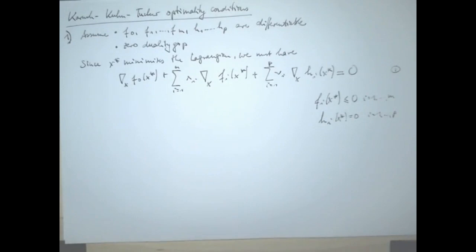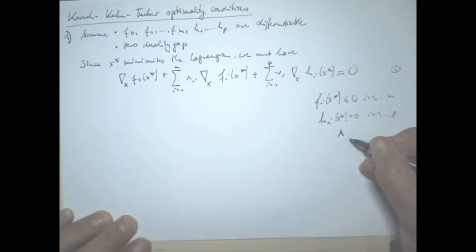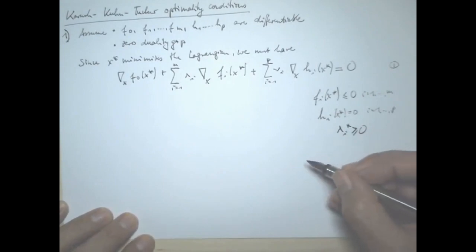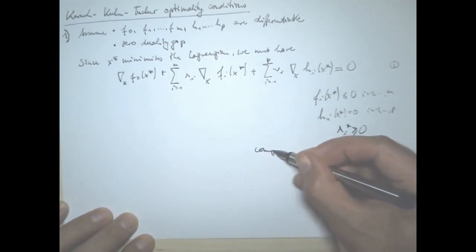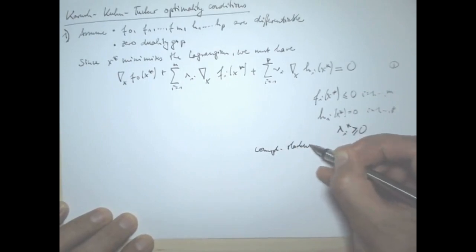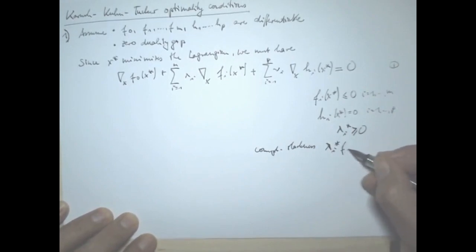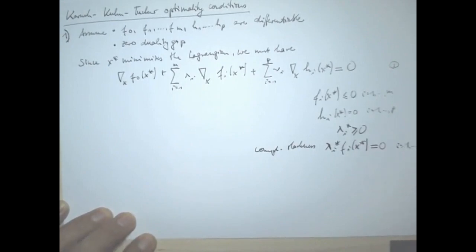We had to require that our Lagrange multiplier lambda, the one associated with inequality constraints, be non-negative. And we had the complementary slackness, the newest one, which is lambda_i star times f_i of x star, which had to be 0 for the inequality constraints.